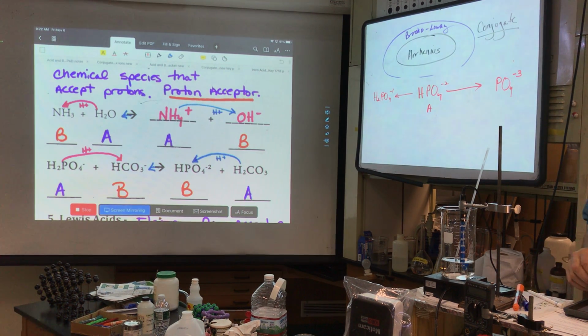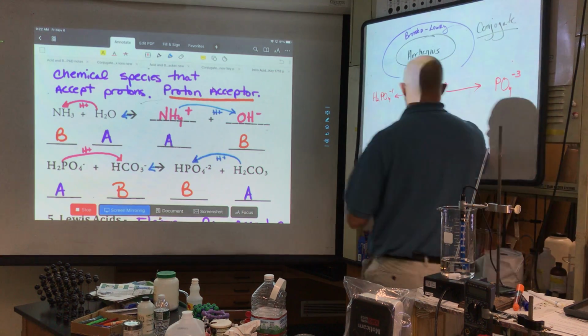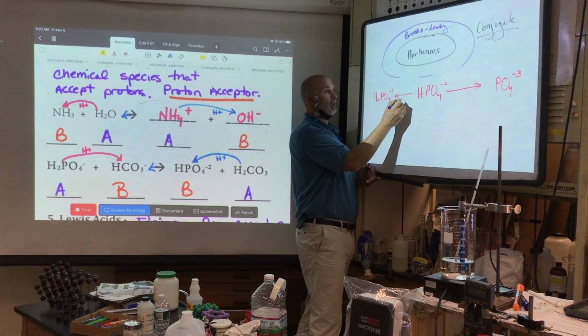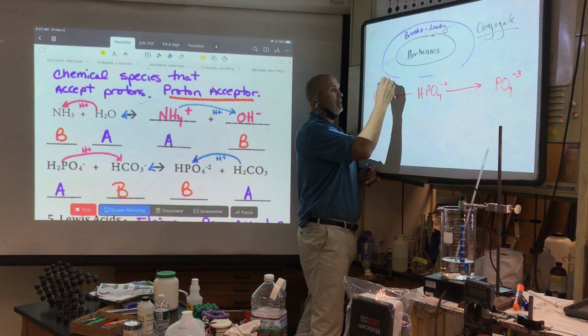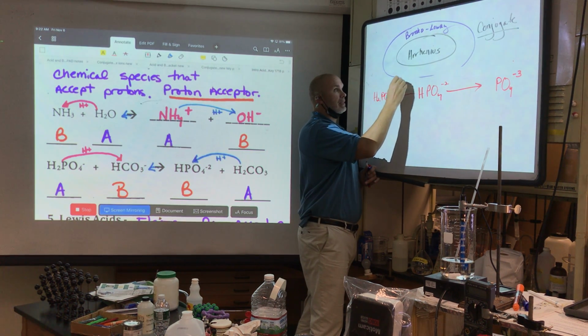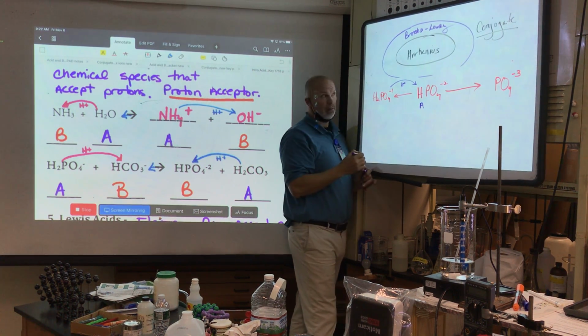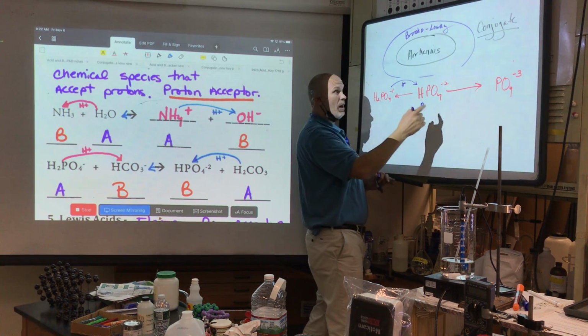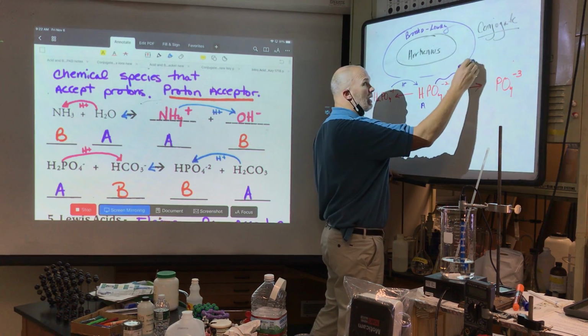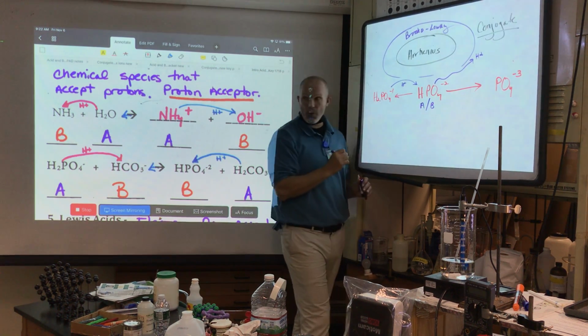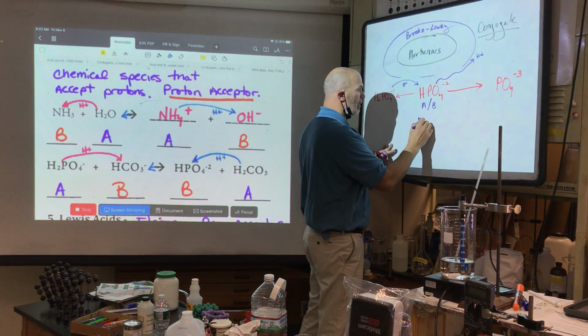Wait, what's that called? Amphoteric? Amphoteric means you can act as an acid or a base, right? Because if it goes this way, what just happened to it? Didn't it accept an H plus to go this way? So it's acting as an acid. But then it can go the other way. If it's going the other way, it's donating an H plus. So it also can act as an acid or a base. That's called amphoteric.